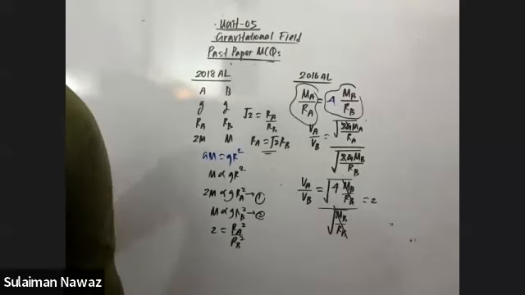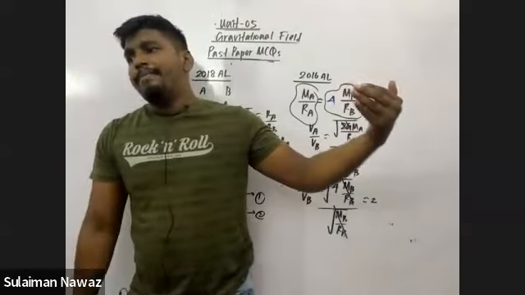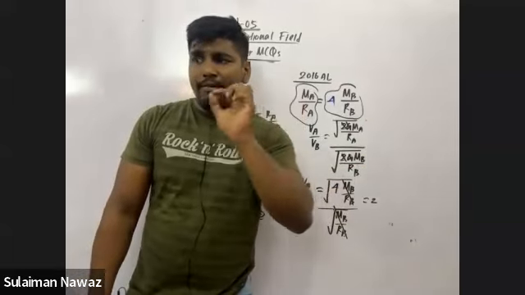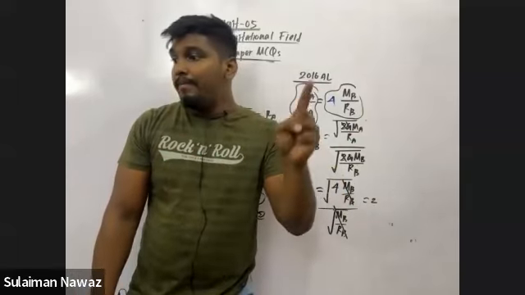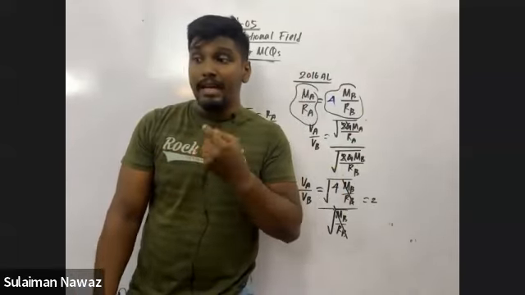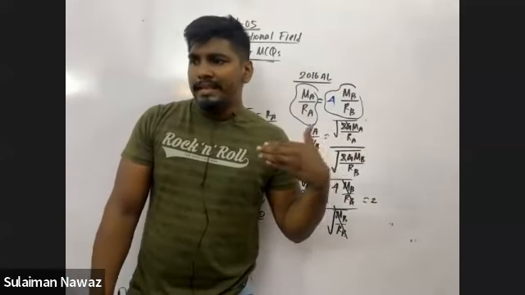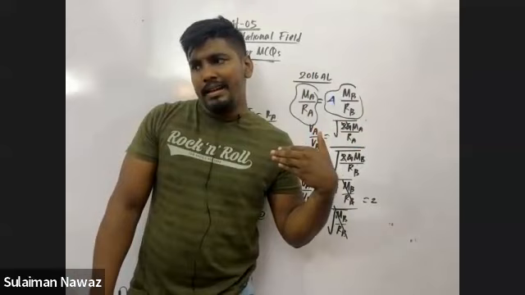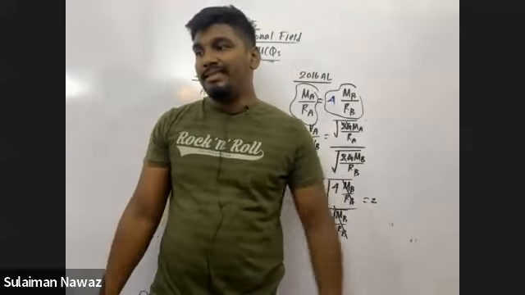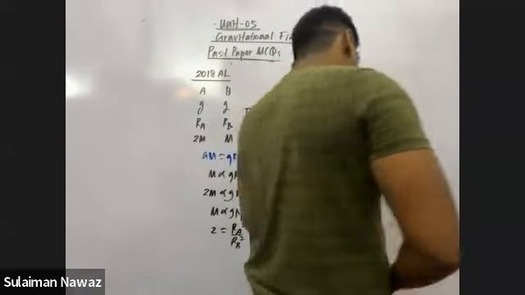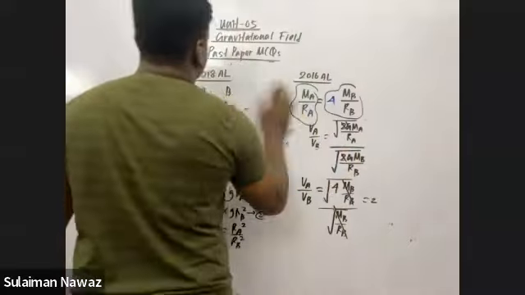2014. A particle of mass m is projected vertically upwards from a point which is at a distance of 2R from the center of a spherical planet having mass M and radius R, as shown in the figure. The escape velocity for this projectile is? Okay, easy. You can apply conservation of mechanical energy. That's it. I taught you these things.